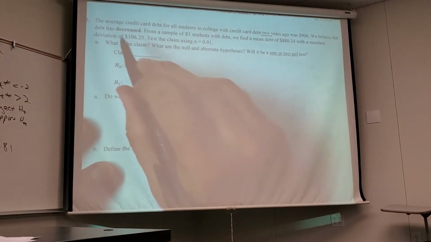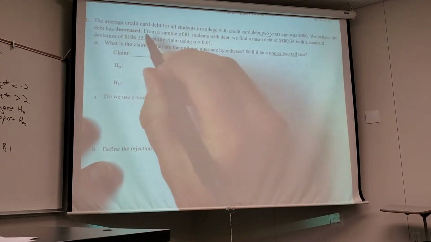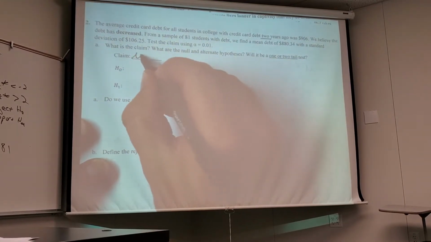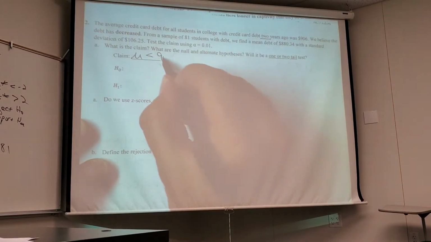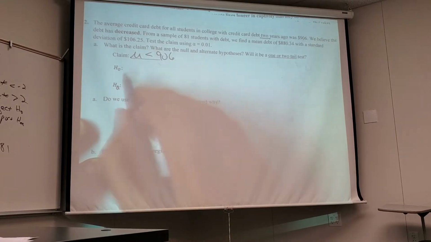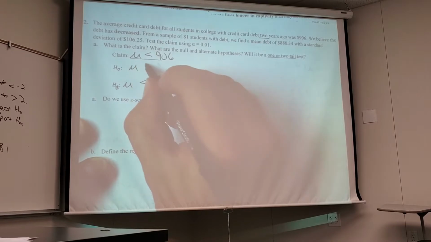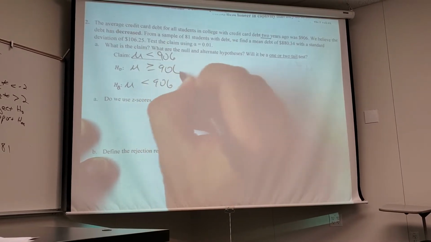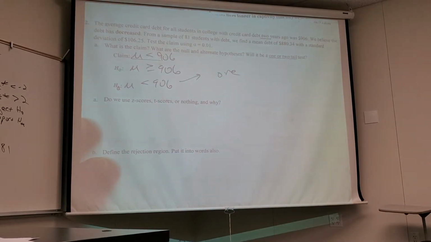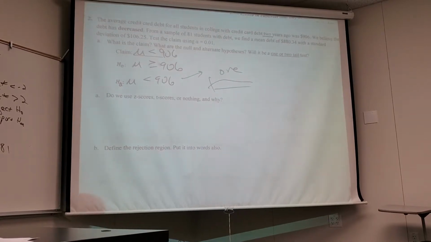What's the claim? The debt has decreased. So how do I say that in math terms? Mu less than 906. So where's that go? The Ha. I have to remember to change that. How many tail tests will it be? It'll be down there, right? This is less than. And again, Z or T?